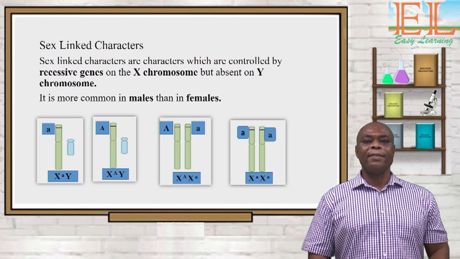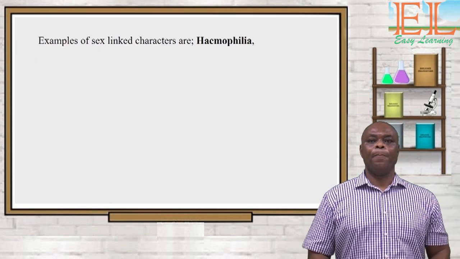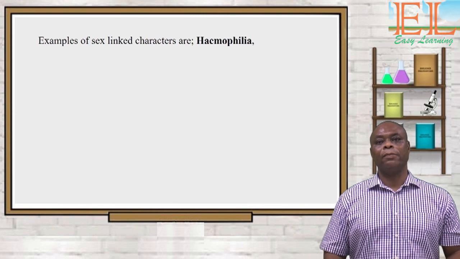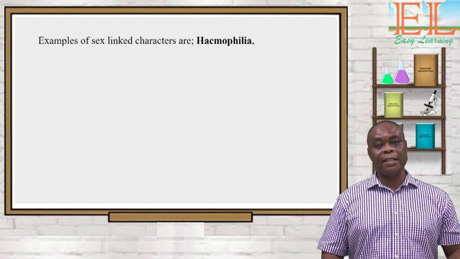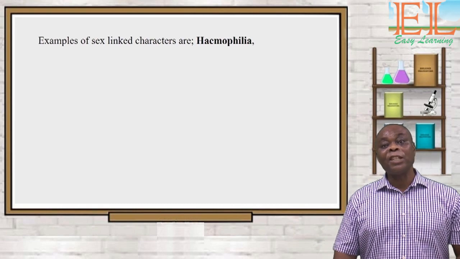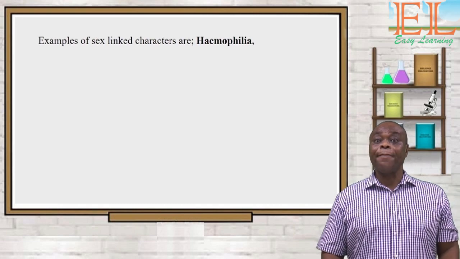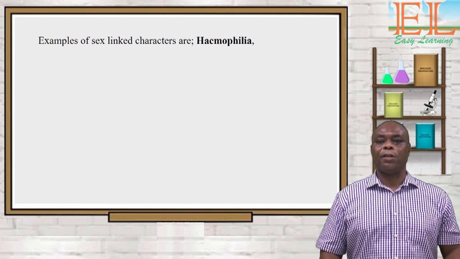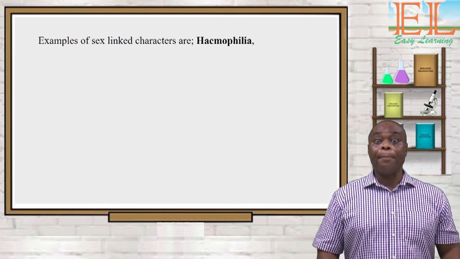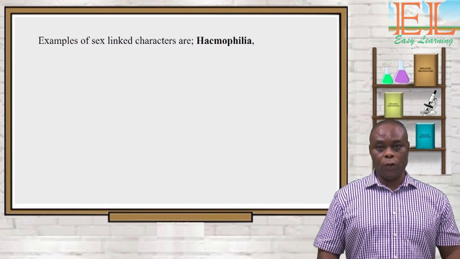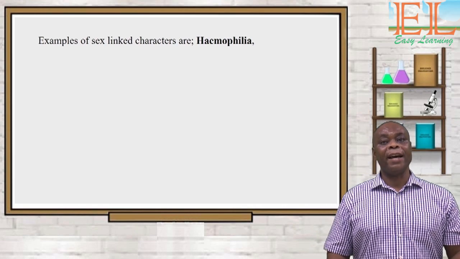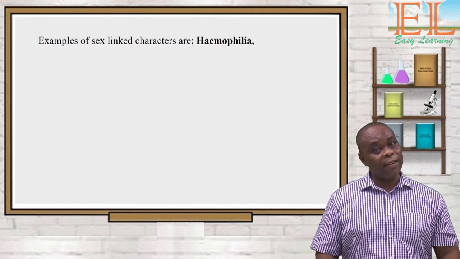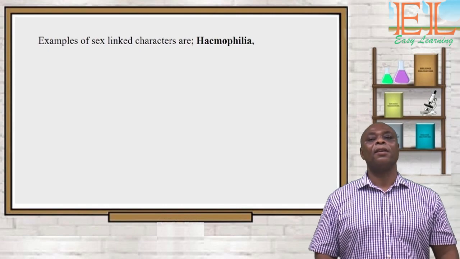Now let's see some examples of the character. We have hemophilia. Hemophilia is also known as the bleeder's disease. Such persons can bleed to death if they get injured. That means their blood fails to clot to stop bleeding. And that is what is termed as hemophilia. It is one of the sex-linked characters.